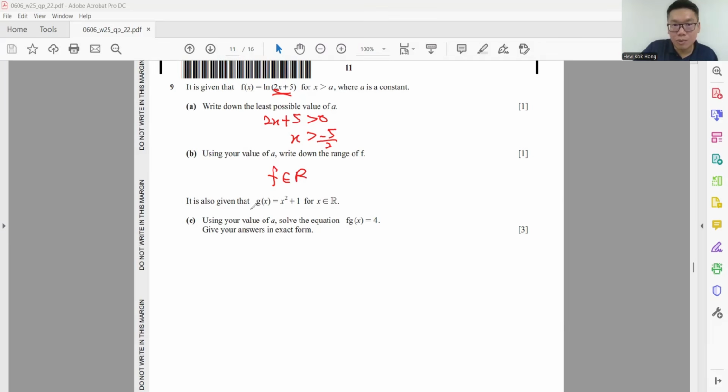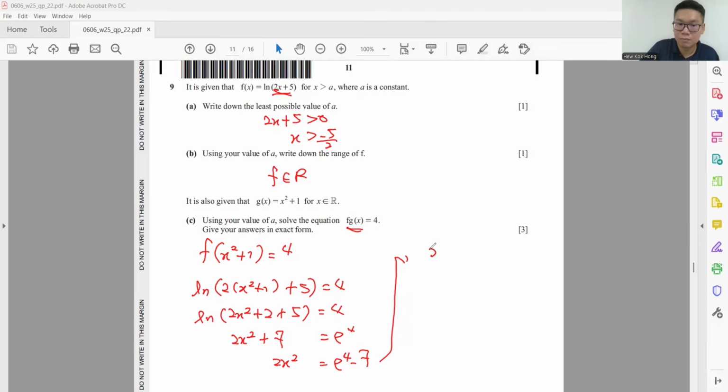Then they say it's also given that g(x) equals this. Use your value of a, solve the equation, give your answers in exact form. So we form what is fg(x) first. So we sub this x here. So when the square root goes to the right, it can be plus minus square root, but sometimes it will reject some of that. Then we need to refer back to what is the domain for our composite function. For fg(x), the domain refers back to g(x), which means x is real. So since it's x real, our final answers can include positive or negative. Make sure you show both.